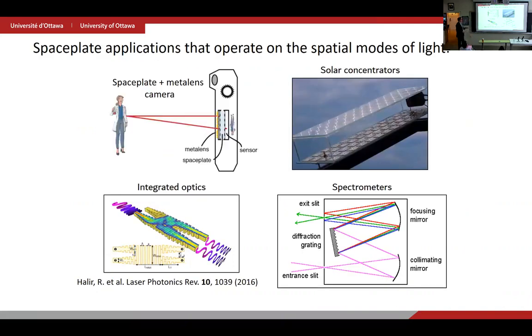And of course, this would be useful for all sorts of things, because if you can compress free space propagation into a narrow distance, you could make ultra thin cameras, because the sensor is flat. You can make flat lenses, so now you can make the whole thing flat. You could make solar concentrators, you could potentially replace the space between the lenses. Even spectrometers have used free space propagation, and even integrated optics, like that DFT thing I showed you, is using propagation. So you could potentially replace that propagation with this space plate idea.